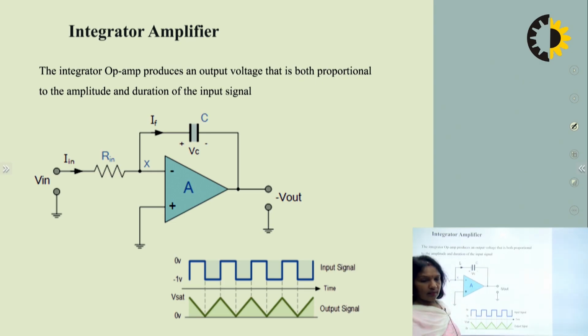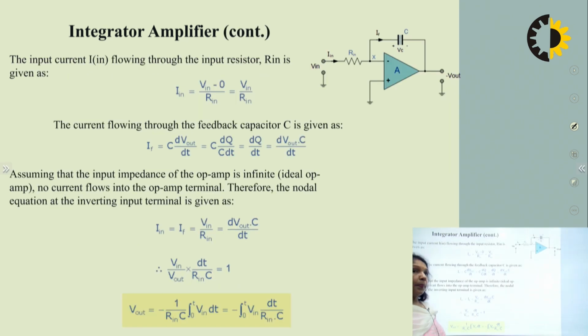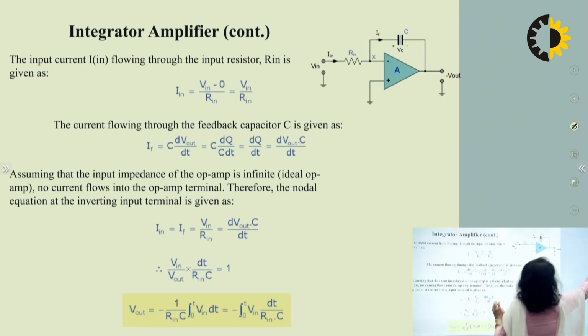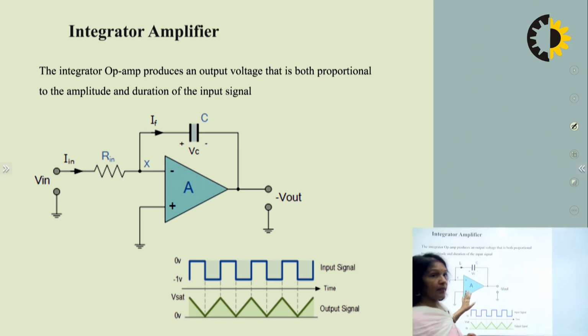So the next is the unity gain amplifier. Next is the integrator circuit. If you compare this with the inverting amplifier, the feedback resistance has been replaced by a capacitor C. So the integrator op-amp produces the output voltage that is proportional to the amplitude and the duration of the input signal.